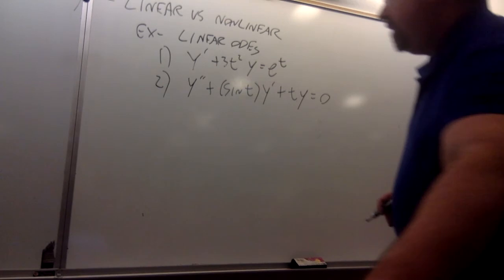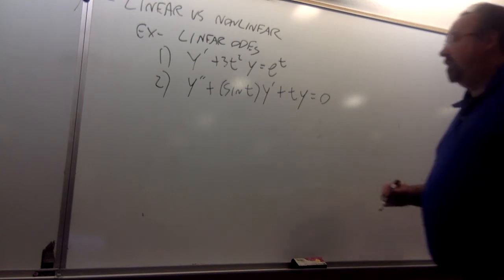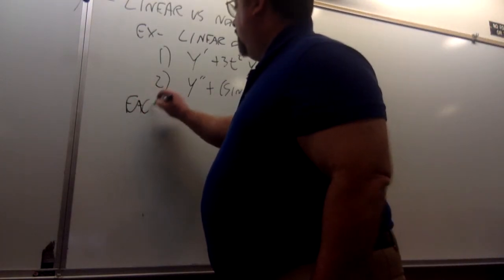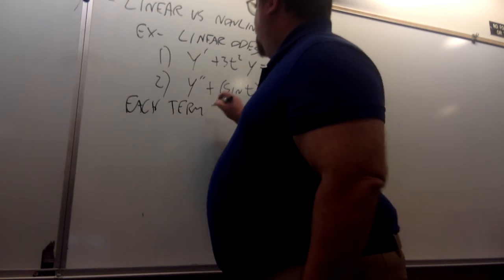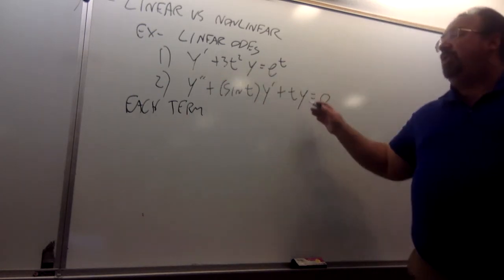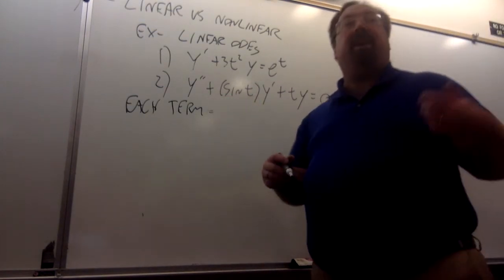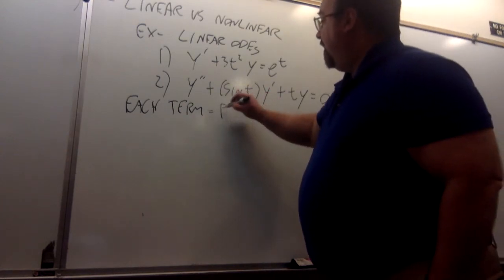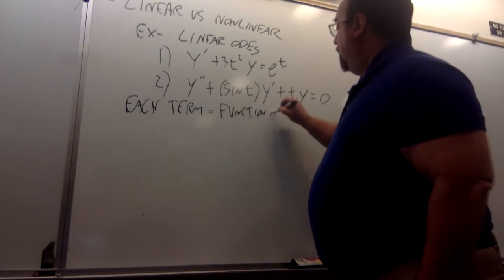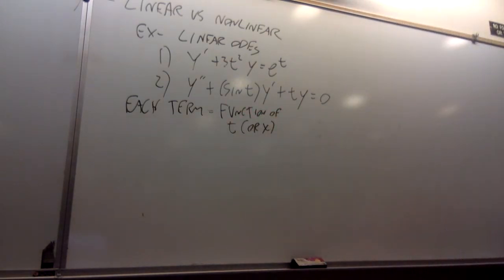Now, so what we have here in these linear cases is each term. So by term, I mean all the things that are added together. So this differential equation has 3 terms on the left side. This one has 2 terms on the left side. So each term has to have this form. Is a function of t. That's what I have in these examples. Or it could be a function of x. Like I said, we're going to use x or t as the independent variable.